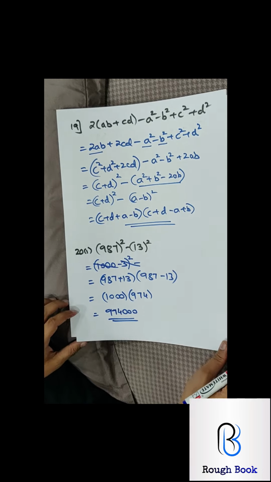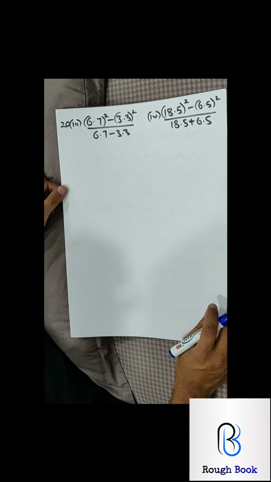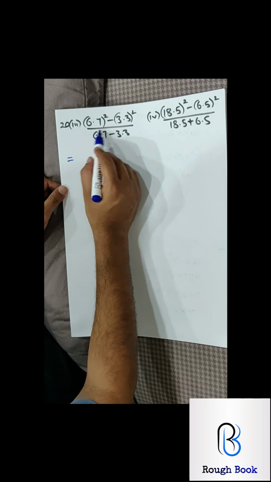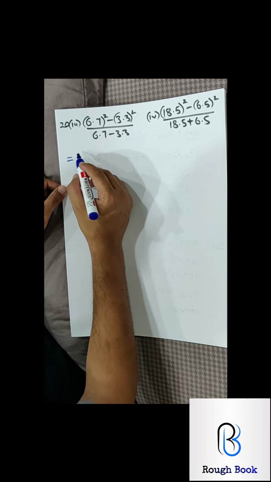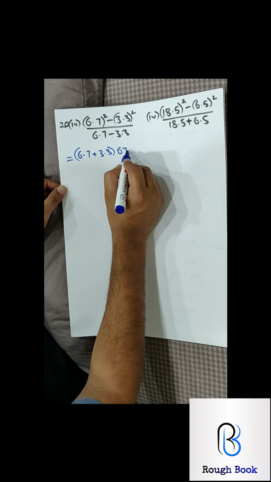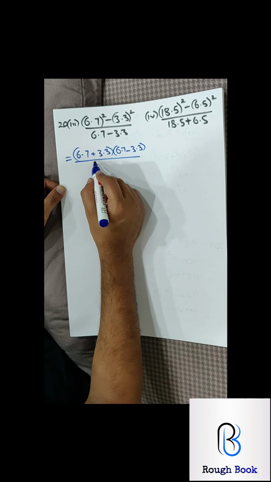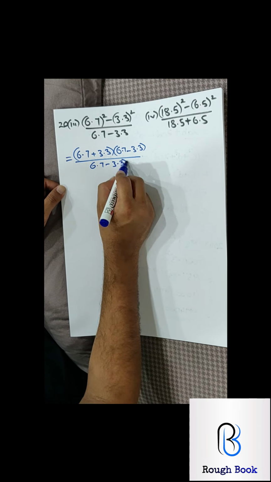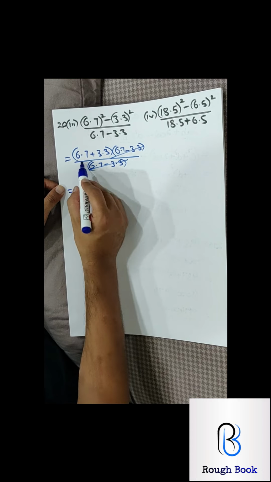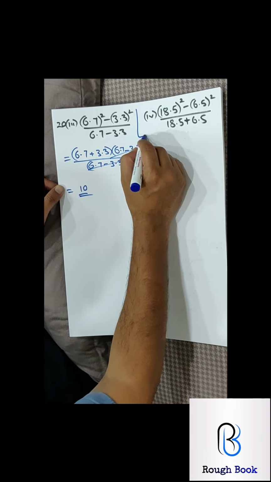Simple. Few more questions of similar type. 20 part 3. Try solving it. So what will I get over here? a square minus b square. So a plus b, a minus b, denominator a minus b. So can I cancel my denominator? 6 plus 3, 9 and 1. So 10. So I got my first answer straight away.